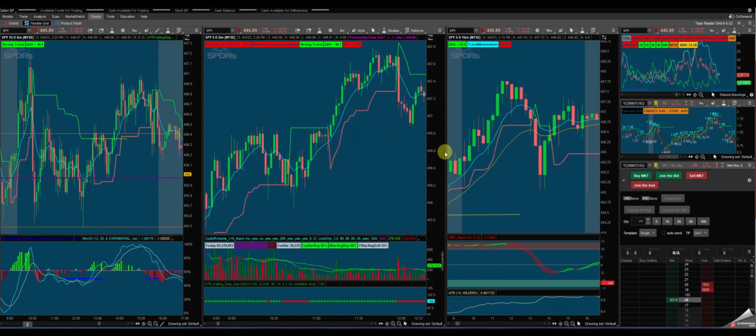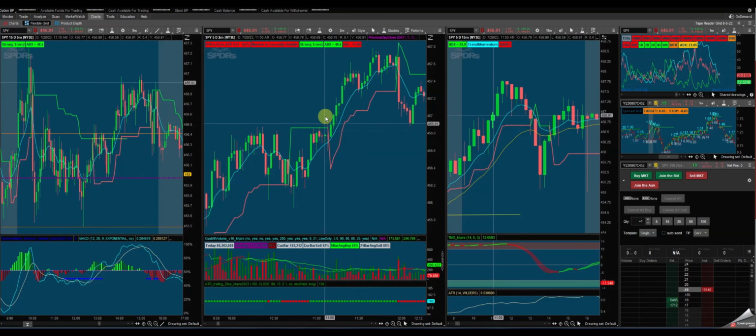So first off, I'll go over the basics. For this strategy, we're going to rely on a 2-minute chart, a 5-minute chart, and a 15-minute chart, in addition to this chart up in the top right. And I'll explain every little piece as we go.